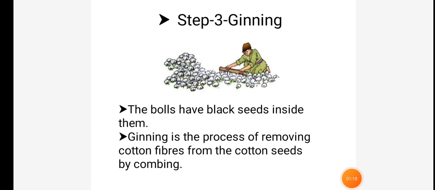Step number 3. Ginning. The bolls have black seeds inside them. Ginning is the process of removing cotton fibers from the cotton seeds by combing.